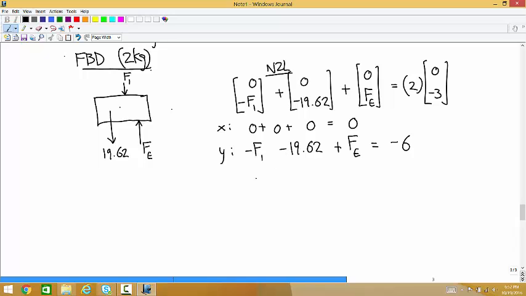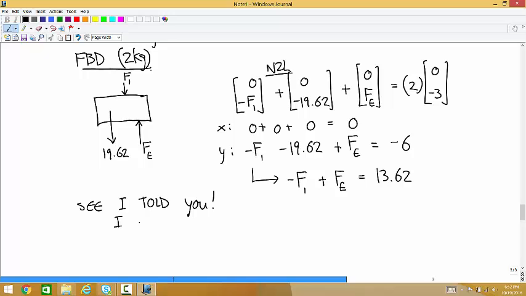And here's as good as you can get. Negative F1 plus Fe is equal to positive 13.62. And now you're stuck. We've used everything we can from these equations, and we still have 2 variables, and you can't use a single equation to solve for 2 variables. See, I told you.